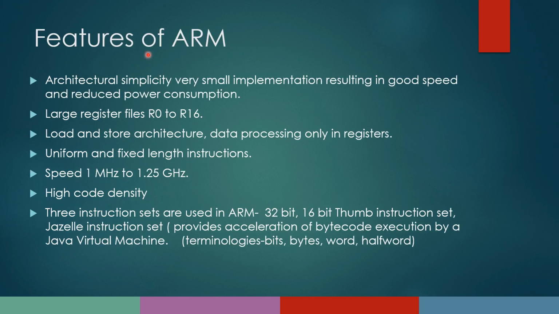Now, before going to the architecture of ARM, let us discuss the features. We know that ARM is a reduced instruction set computer. Compared to CISC, it is more competitive: it is easy to develop, cheap, and promising for the future. It is simpler and more efficient, with reduced power consumption. A large register file and load and store architecture are features of the RISC machine.